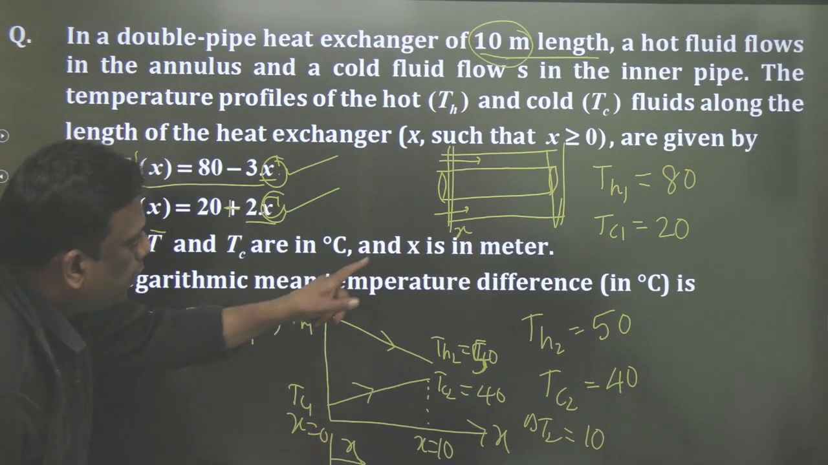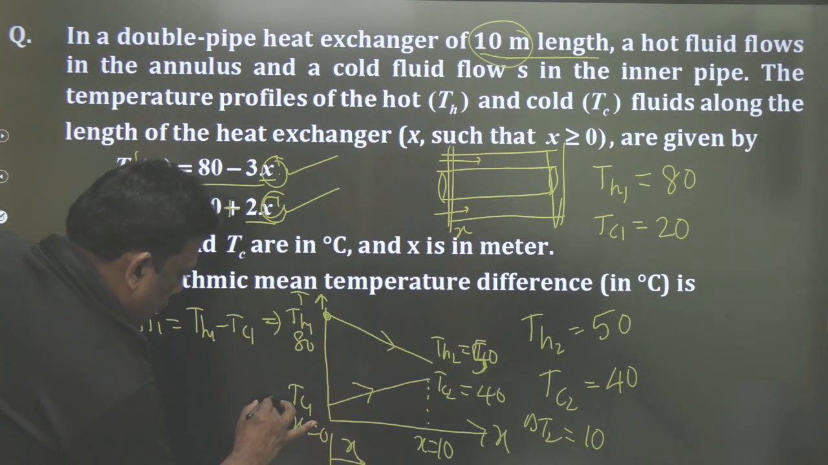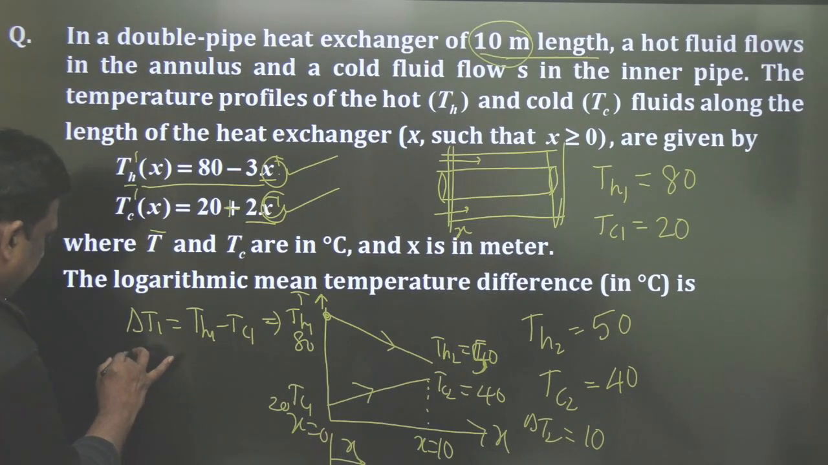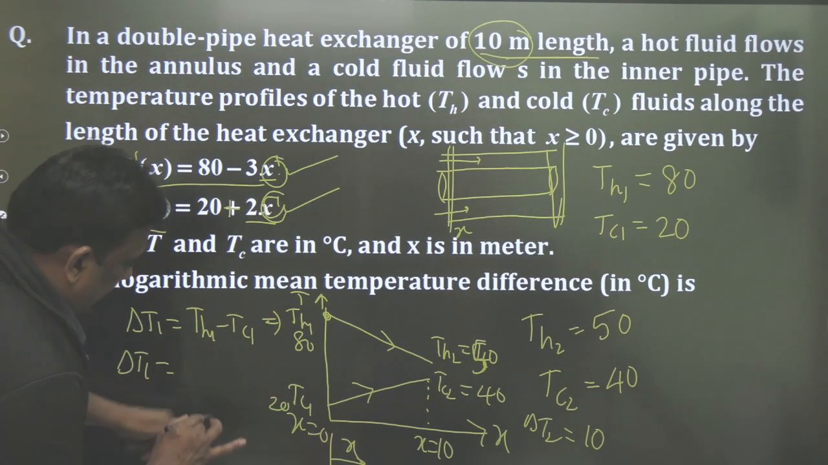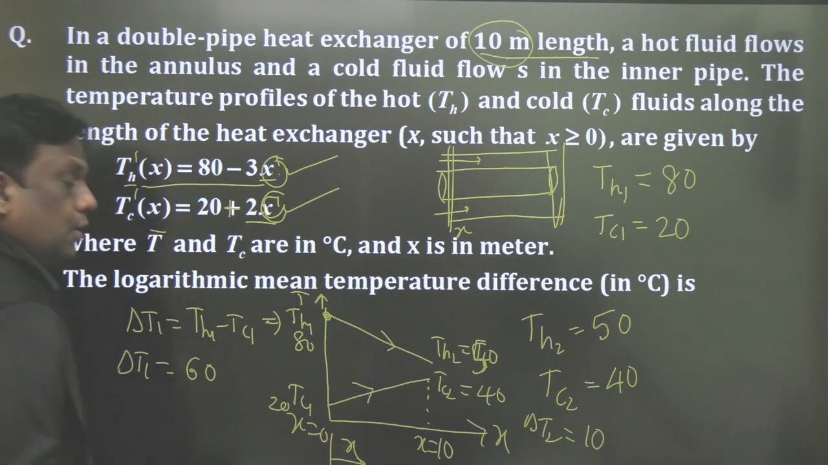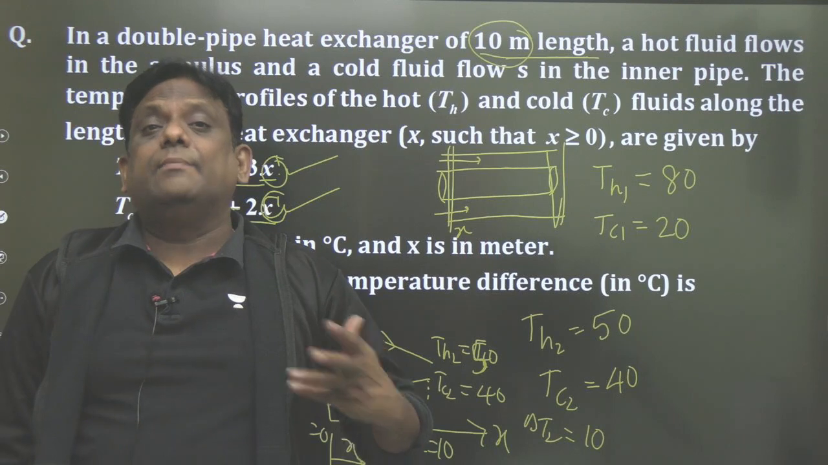Similarly, TH1 is 80, and TC1 is 20. So therefore, delta T1 is equal to TH1 minus TC1, 80 minus 20, that is 60. Now you may be wondering, sir, how do you know it is a parallel flow heat exchanger? It can be counter flow also.